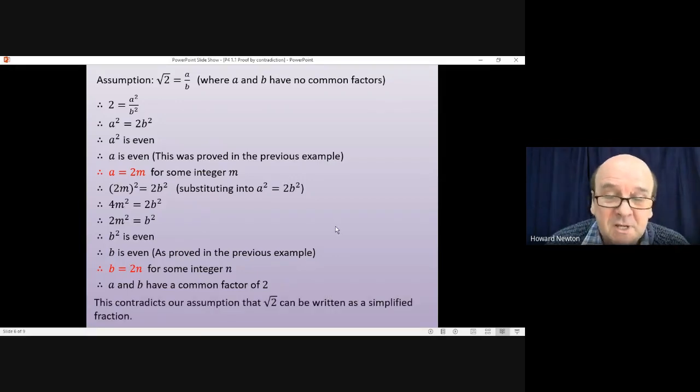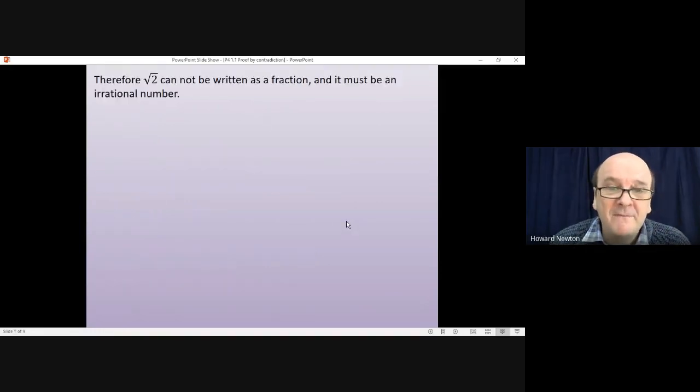But this contradicts our assumption. We assumed that the square root of 2 could be written as a fraction a over b, where a and b have no common factors because the fraction's been simplified. Therefore, the square root of 2 cannot be written as a fraction, and it must be an irrational number.